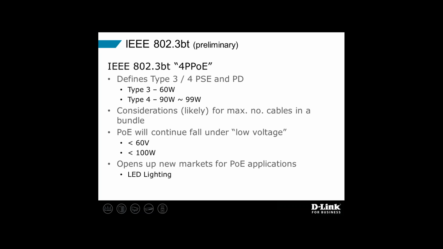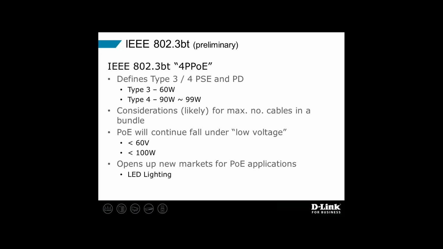There will likely be considerations for how many Ethernet cables you can have in a bundle. Remember, when you're running this kind of power through the LAN cables, they're going to warm up a little bit, and if you have a bundle of cables, you will have some heat considerations. So they'll address that. I'm hearing that for the type 3 PSE, keeping LAN cables to 100 or less per bundle is likely what we'll see, and for the type 4 PSE with 90 to 99 watts, it'll be less than that. I'm not sure I know what that number is, but we'll stay tuned and we'll stay on top of the standards committee's work, and we'll learn that as it comes about.